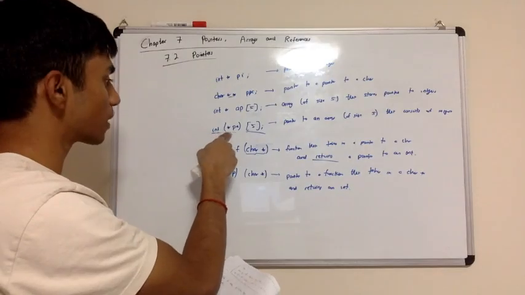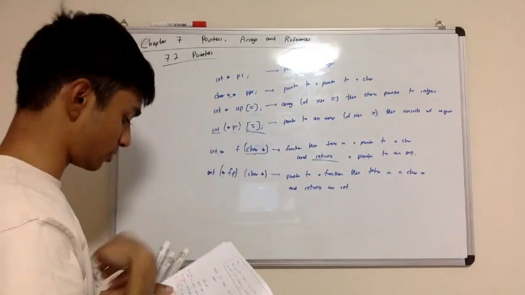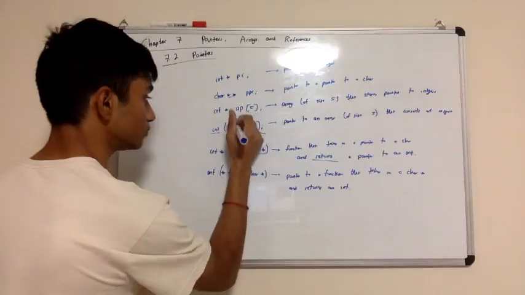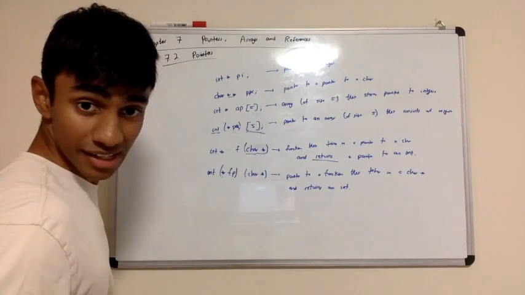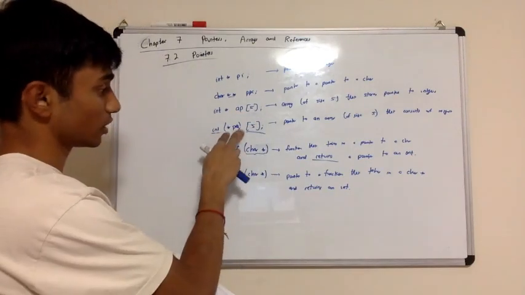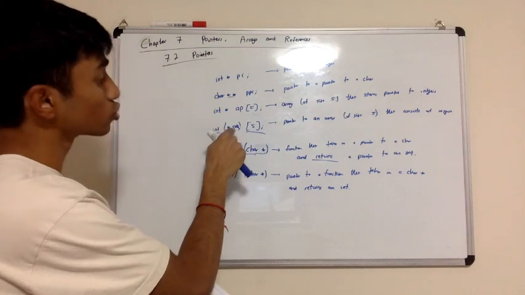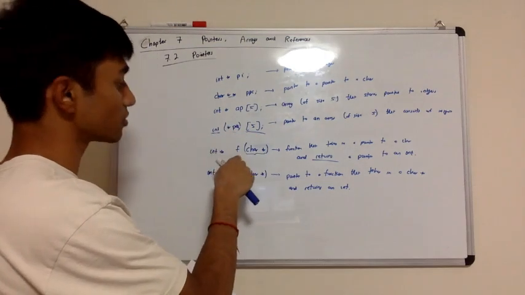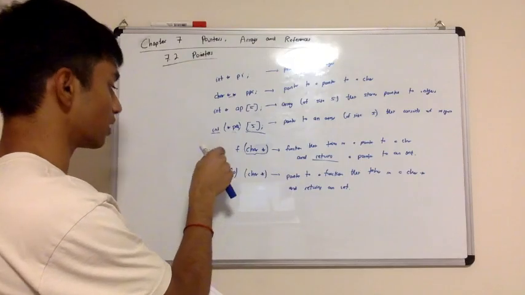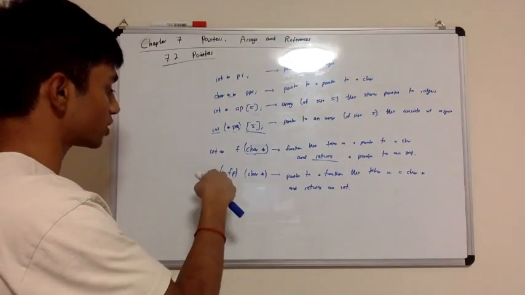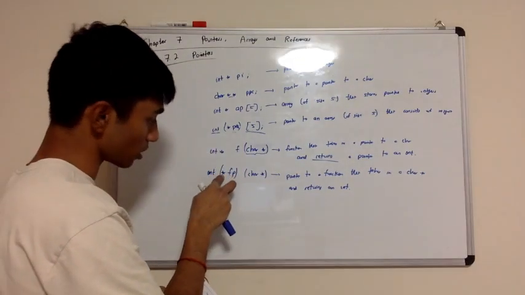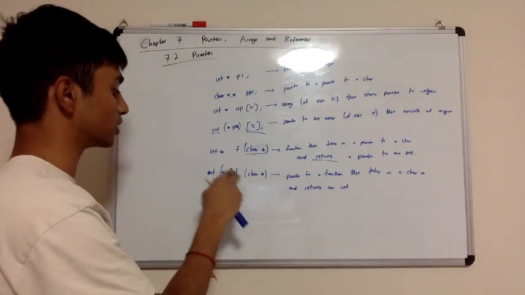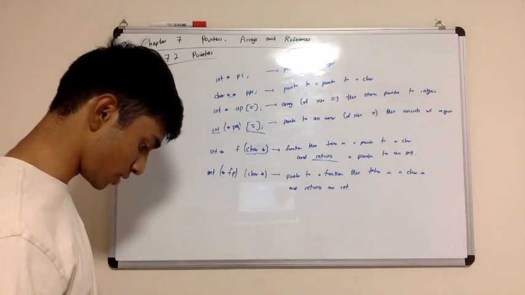Int star pa with the brackets means it's a pointer to an array of size 5 that stores integers, and this is a function that takes in char star and returns an int star, a pointer to an integer, and this is a pointer to a function that takes in a char star and returns an integer. So that's to summarize that one.